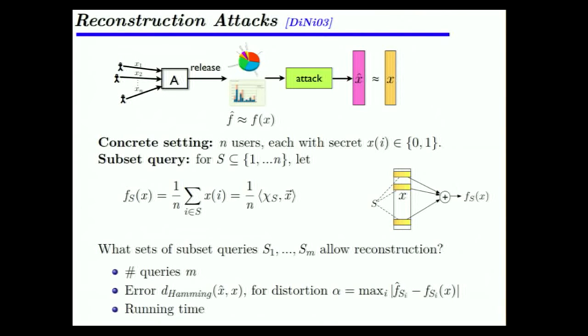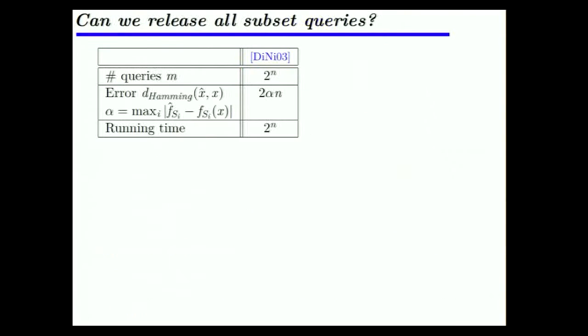And also, how much noise does my algorithm tolerate? So if I've got a certain amount of distortion in my answers, how well do I do in terms of reconstructing the data? And also, how much time does the attack take? Okay, so there's a lot of work on this. I'll give you sort of two data points.